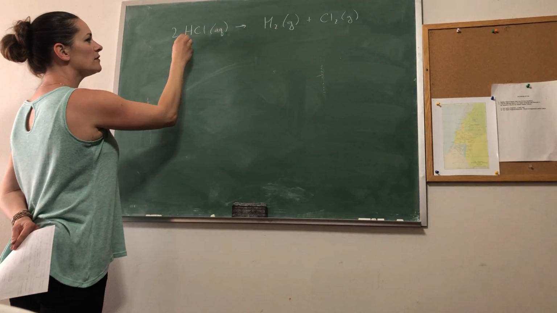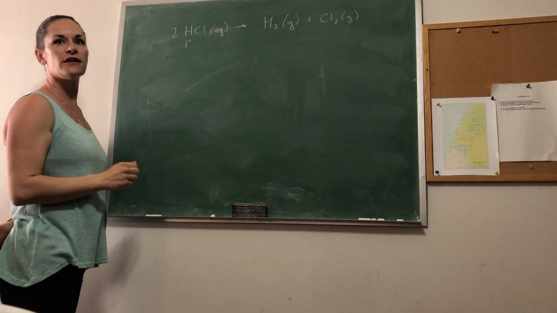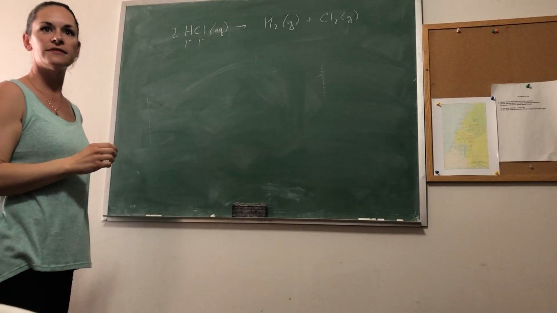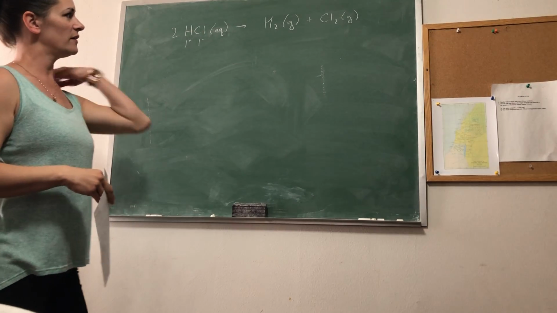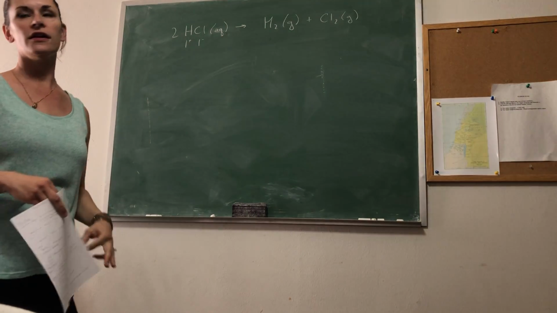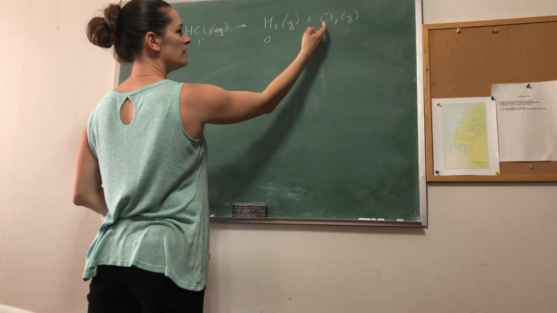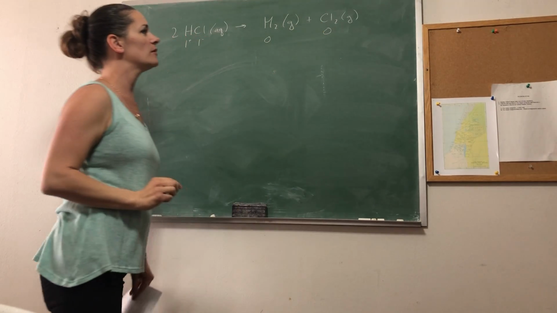It's 1 plus, 1 minus. Hydrogen is always 1 plus when it's in a covalent compound. Chlorine is usually 1 minus, okay? Now this is a homonuclear diatomic, so its oxidation state is 0. This is a homonuclear diatomic, so it's 0.